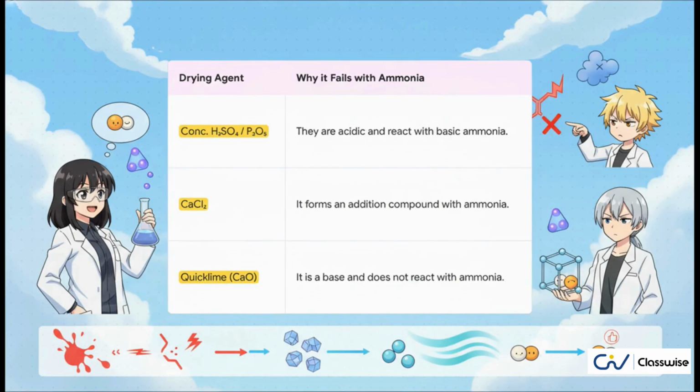Remember that lone pair of electrons we talked about, its secret power? Well, that makes ammonia a basic or alkaline gas. Sulfuric acid and phosphorus pentoxide are both acidic, so if you try to use them, they would just react with your ammonia instead of drying it. You'd lose your entire product. Calcium chloride also reacts with it, forming a whole new compound.